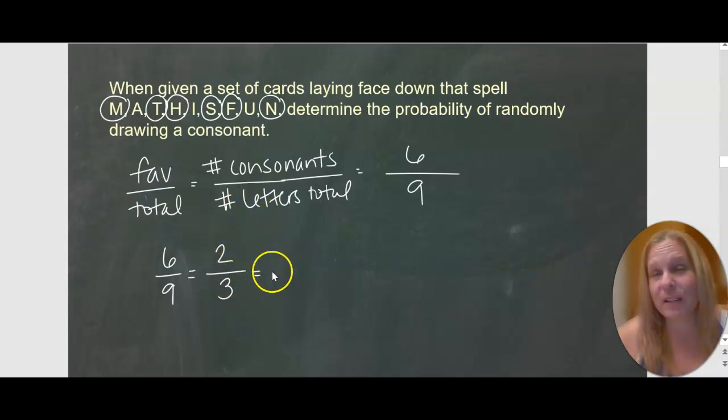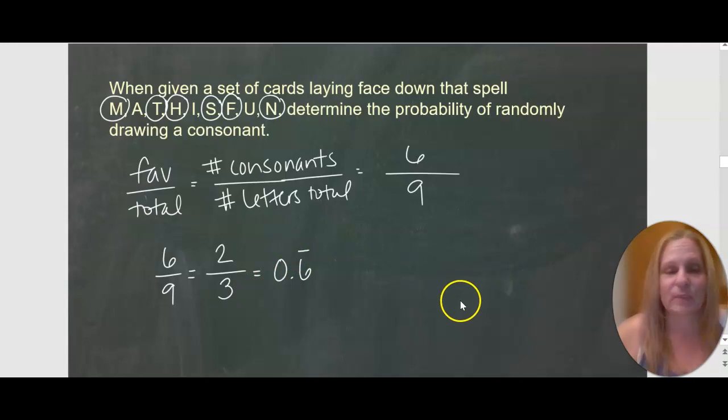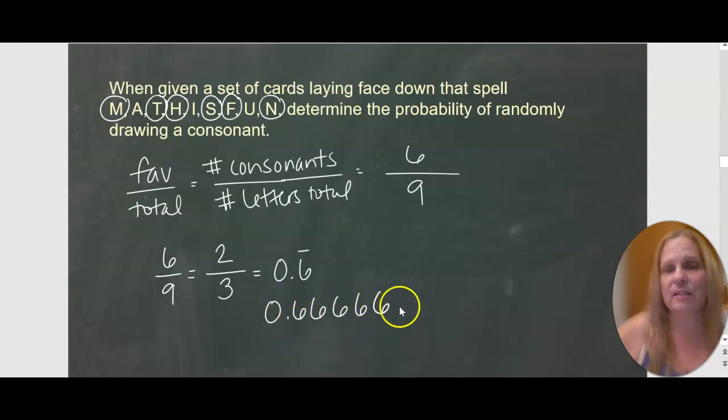2 divided by 3 gives me a repeating decimal, right? So you probably won't see this one in decimal or percent form. You could. More likely you'll see it in fraction because, since you have to round, it's not exact. But if I had to round, I could round this to the hundredths place, since it's a bunch of repeating 6s.